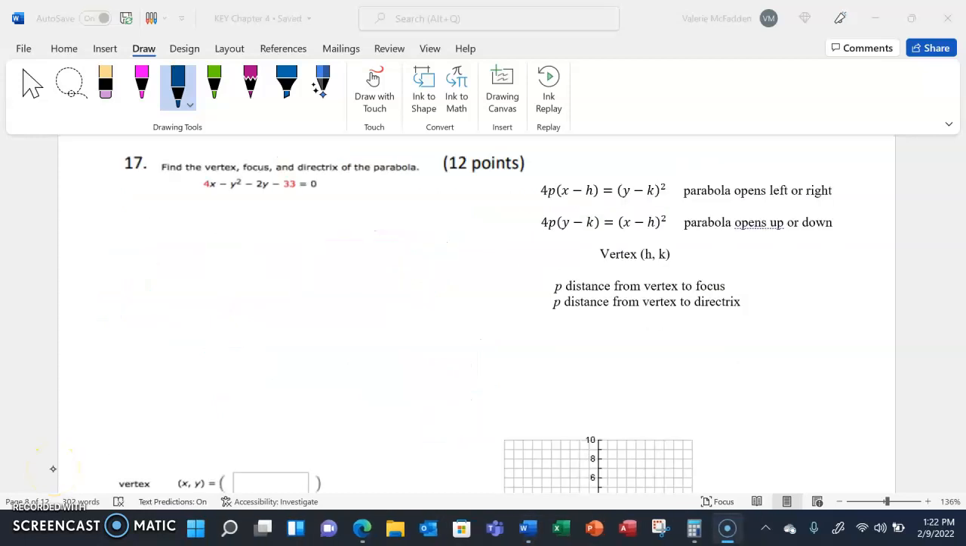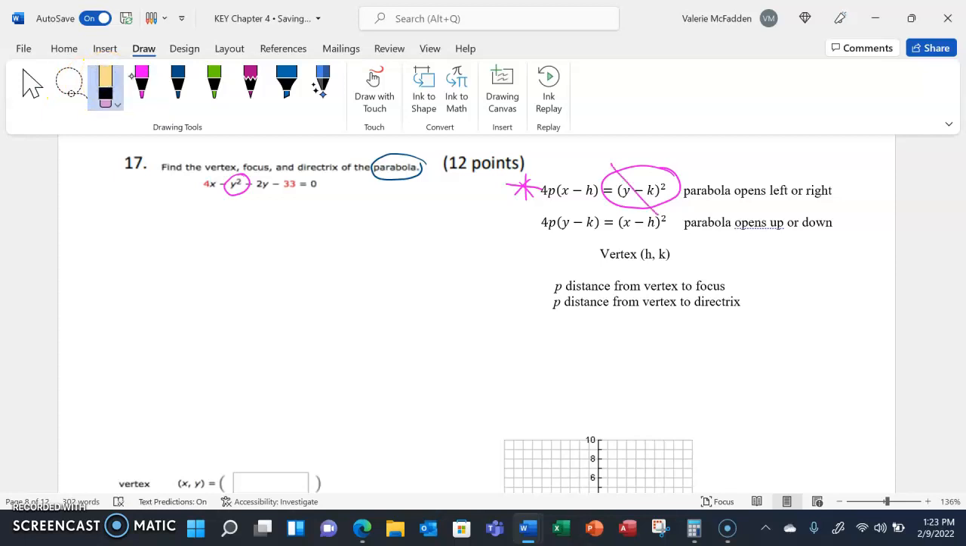Number 17 is also a parabola. It tells us right here that it is a parabola, and so we're going to be using one of those again. I notice from my equation that my y's are squared. So we're going to be using the first one again because the y's are squared. Whoops, my eraser didn't kick in.